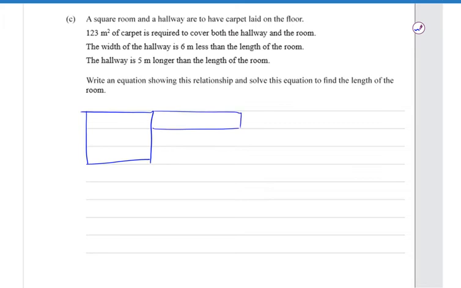So we'll say that the width of the square room is x, so that's its height as well. And the width of the hallway is 6 metres less than the width of the room. So that width is x minus 6. And the length is 5 metres longer, so that's x plus 6. And so the area of this shape is going to be x squared, and the area of this shape is going to be x plus 6 times x minus 5. And we're told that the areas are 123.